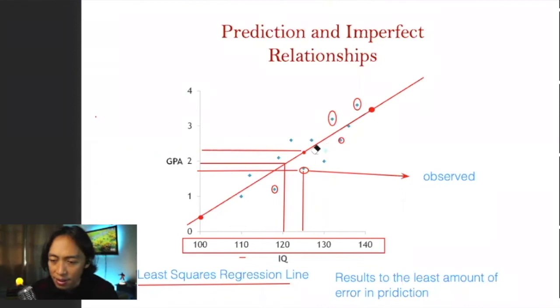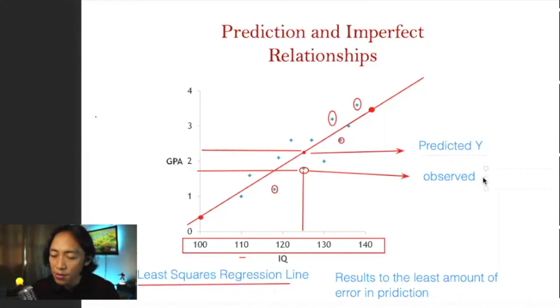Let me erase the other lines to avoid confusion. So while this is our observed Y, this is our predicted Y. With an IQ of around 125, we predict that the grade point average would be here, judging from the least squares regression line. That is the predicted value of Y. So that is a little over 2.